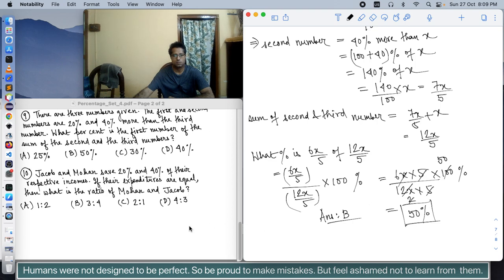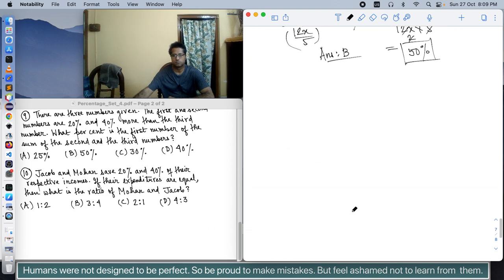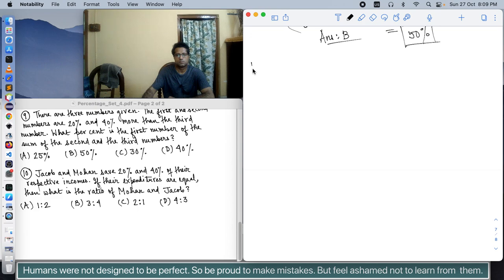Okay, let's do problem number 10. Jacob and Mohan save 20% and 40% of their respective incomes. If their expenditures are equal, then what is the ratio of Mohan and Jacob? What does it mean? I think I've written the problem statement incorrectly. I think it should be, then what is the ratio of Mohan and Jacob's income?